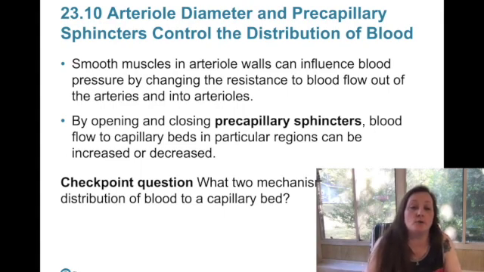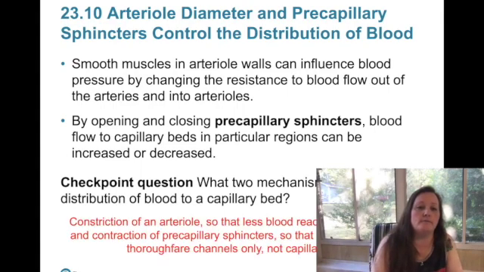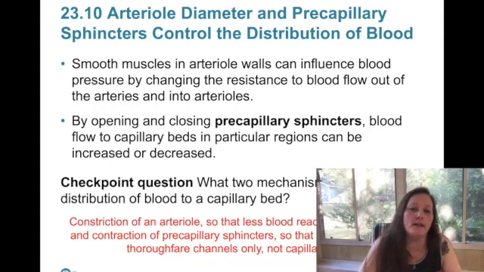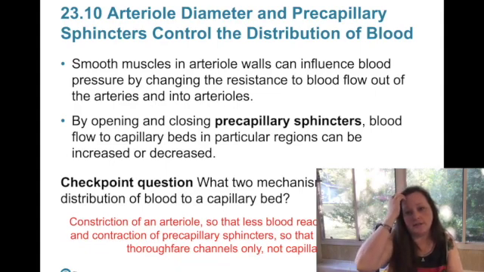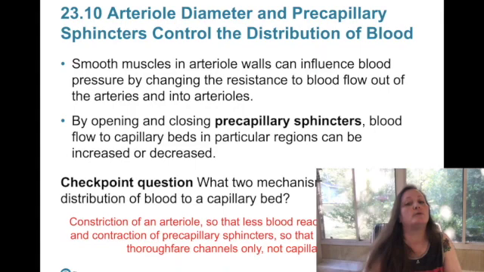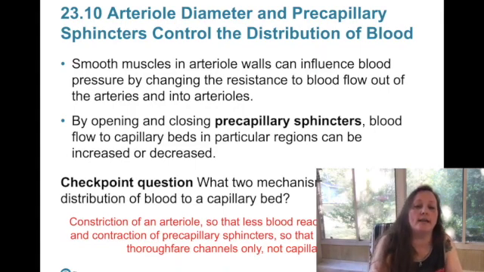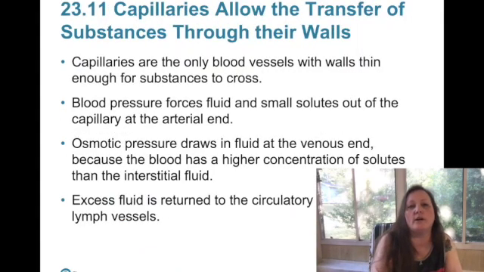What two mechanisms restrict the distribution? Well, we just talked about it. The constriction, so less blood reaches the capillary bed, or contraction of the sphincter, so the blood flows through those channels only and not the capillary beds. This is so it can control where it goes, when it goes.